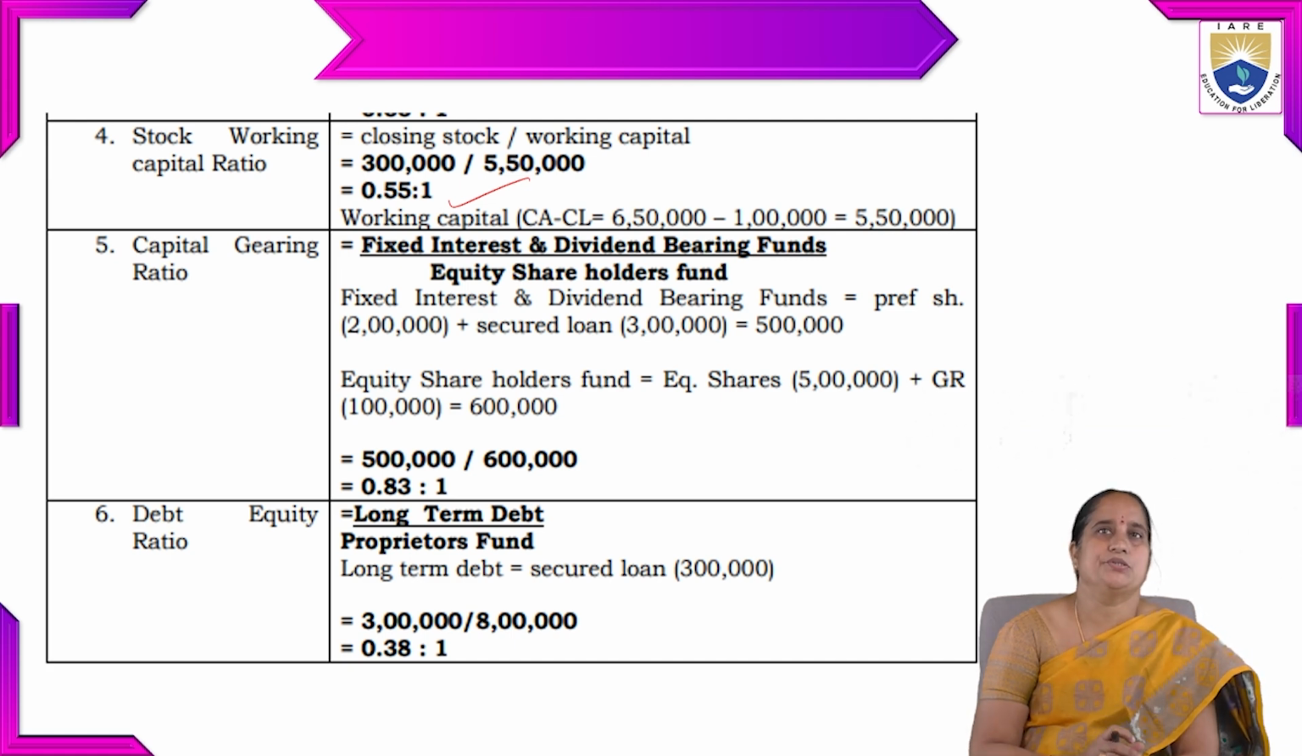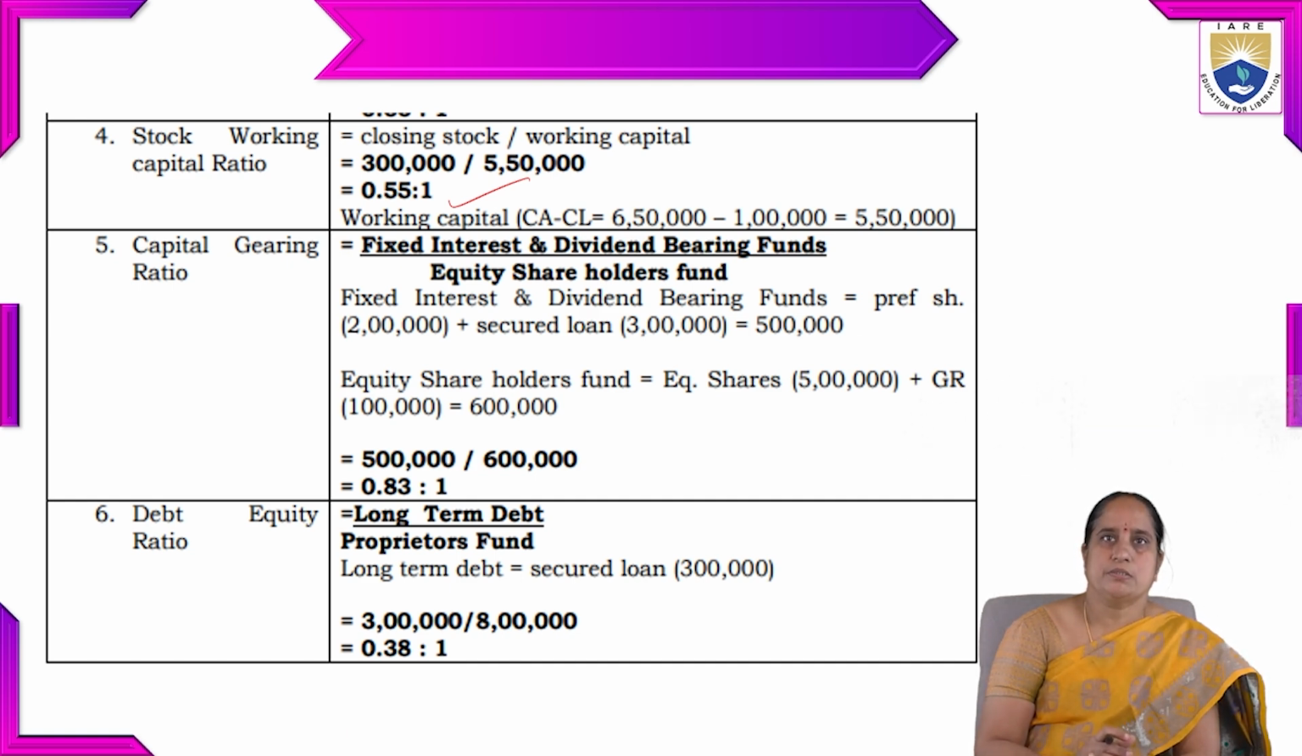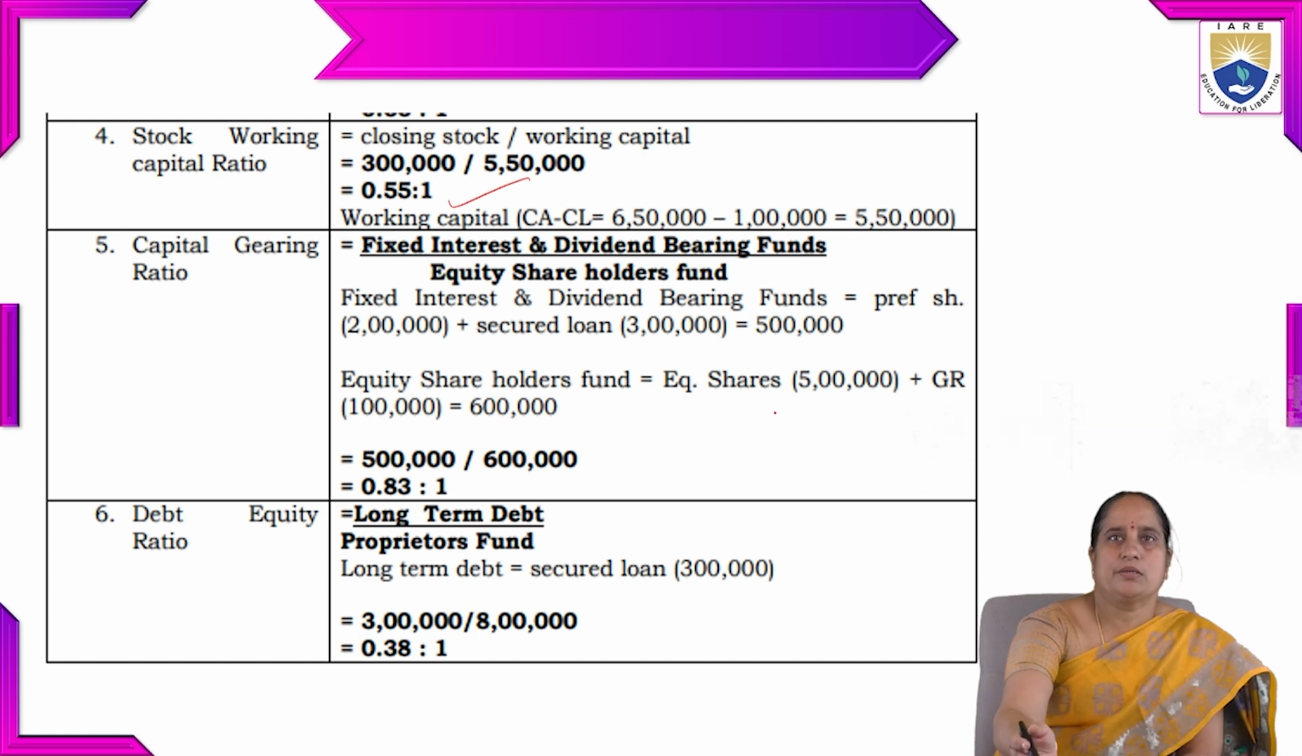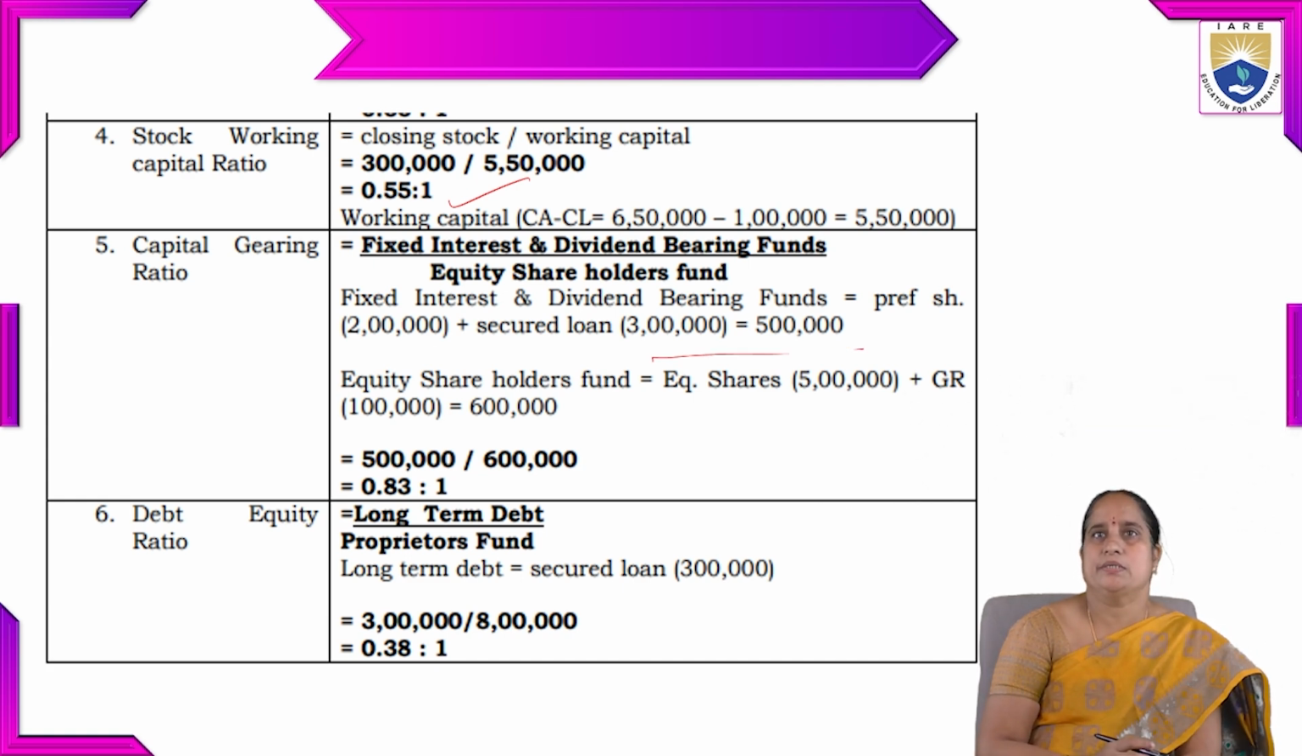Next, capital gearing ratio. It can be computed by the formula: fixed interest and dividend bearing funds divided by equity shareholders' funds. Fixed interest and dividend bearing funds means we should consider preference shares plus secured loan. Preference share value is 2 lakhs, whereas secured loan is 3 lakhs. Then our total fixed interest and dividend bearing funds becomes 5 lakhs, and in the same way we have to find out equity share funds.